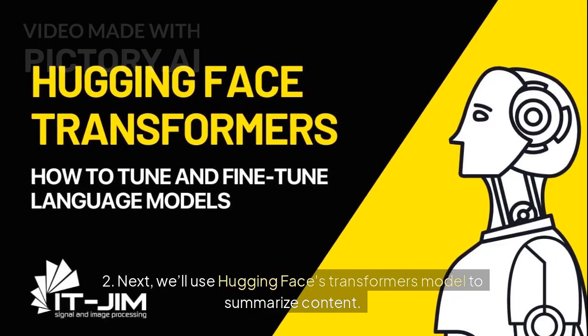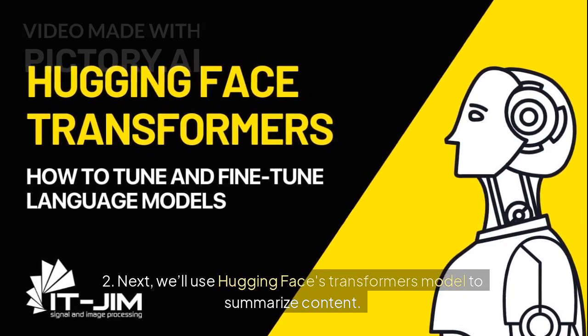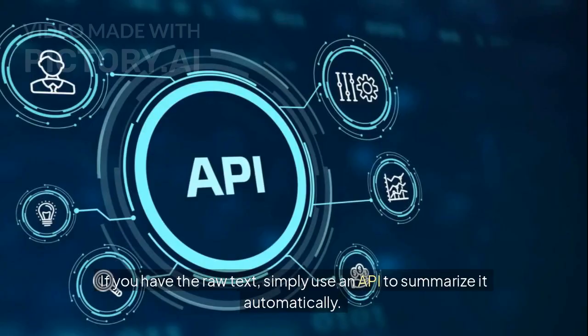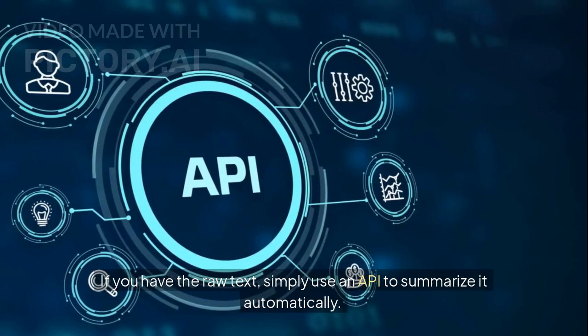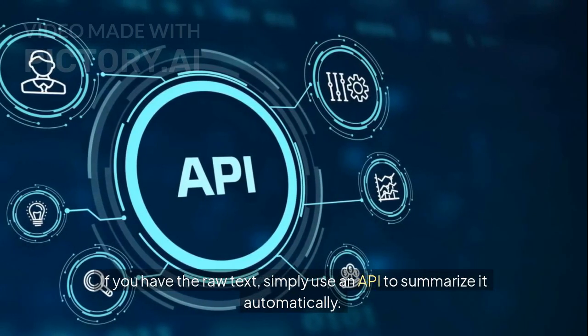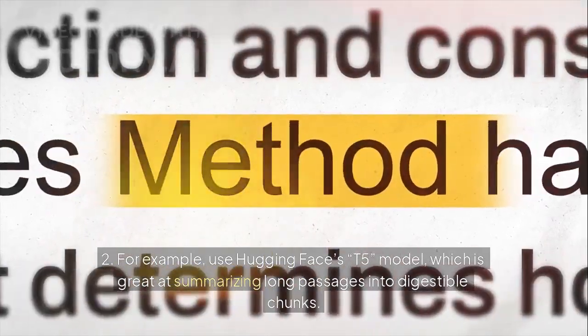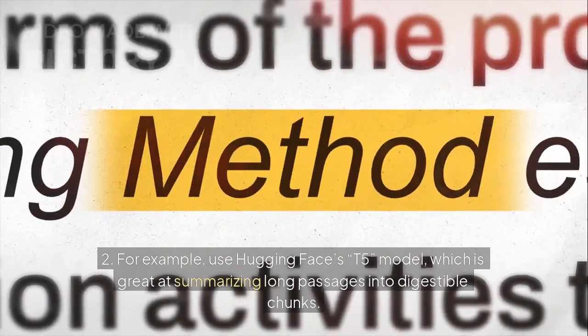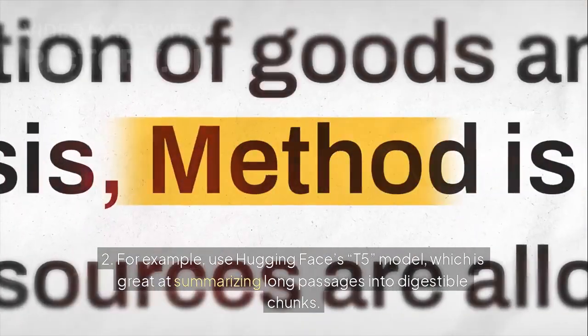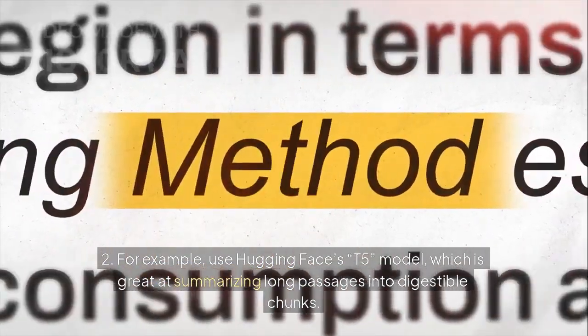2. Next, we'll use Hugging Face's Transformers model to summarize content. If you have the raw text, simply use an API to summarize it automatically. Example: use Hugging Face's T5 model, which is great at summarizing long passages into digestible chunks.